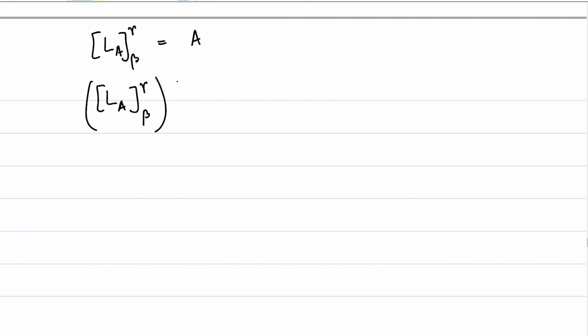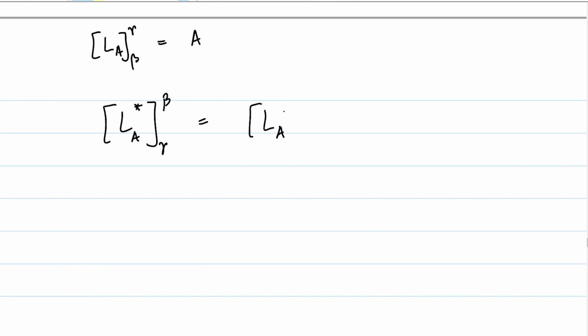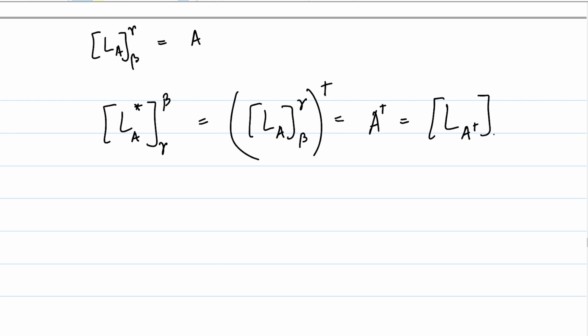Okay, so what are we interested in? We are interested in the adjoint L_A star, right? This is what we are interested in. And we know that the matrix of this with respect to gamma beta is just the adjoint of the matrix of L_A with respect to beta gamma. But we know what L_A beta gamma is. It is A, so this is just A adjoint.